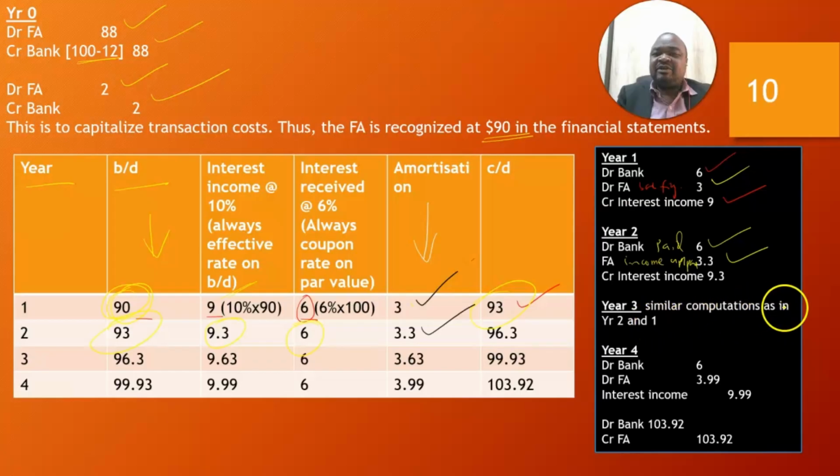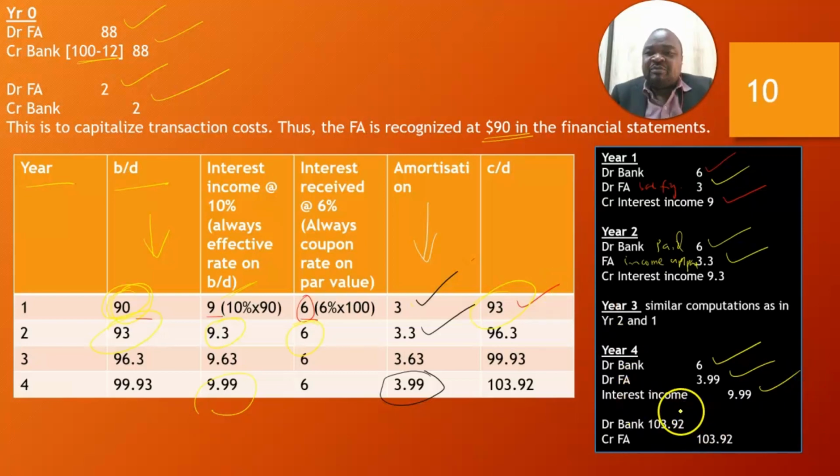In year 3, we do similar computations as in 1 and 2 up to year 4. In year 4 now, we still have interest receivable of 6 million, as well as the 3.9, sorry, the 3.9 there. And if we add them up, we still come to that 9.99. We also have the principal amount plus the premium.